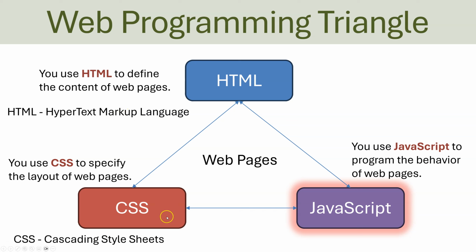Then you need to use CSS, and you use CSS to specify the layout of the web pages. CSS is short for cascading style sheets. And then finally, you typically want to use JavaScript to program the behavior of the web pages. So let's dig into this part of the web programming triangle.